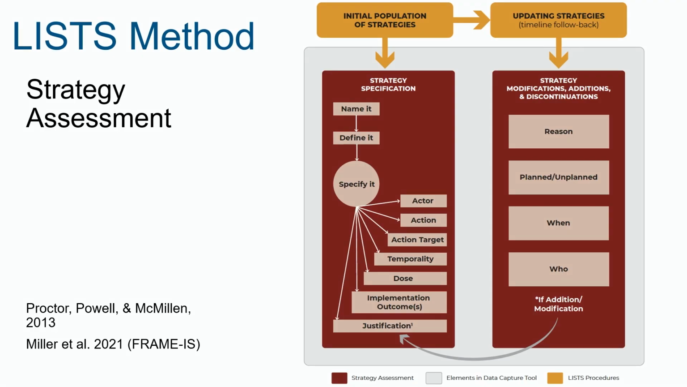Once you actually have all your strategies entered and you start implementing, we use a timeline follow-back procedure, which is basically meeting every 1 to 3 months with your implementers to discuss what is happening. We do this typically, naturally, but what we're going to do with the LIST method is basically force a bit of structure into that. So when you meet with them, you review the strategies and the details, the specification pieces, and say, is this still happening?